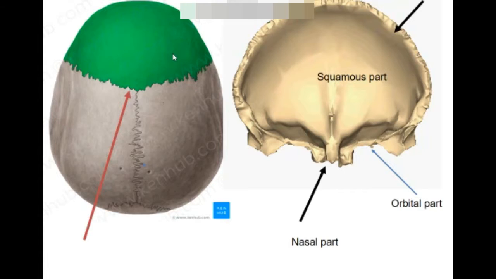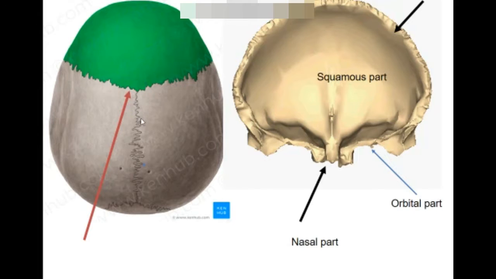The frontal bone articulates with the parietal bone at the coronal suture. Sutures are fibrous joints. They are held together by fibrous tissue and are immobile. Anteriorly, we have the coronal suture. It lies in the coronal plane. It separates the frontal bone from the parietal bone.